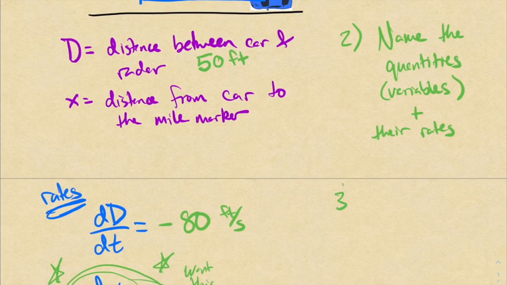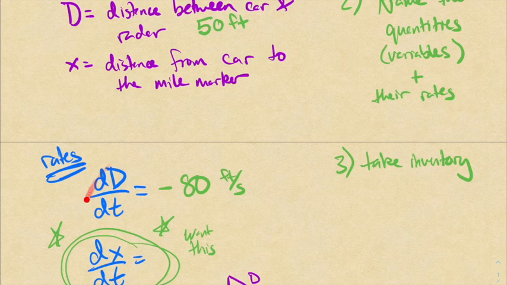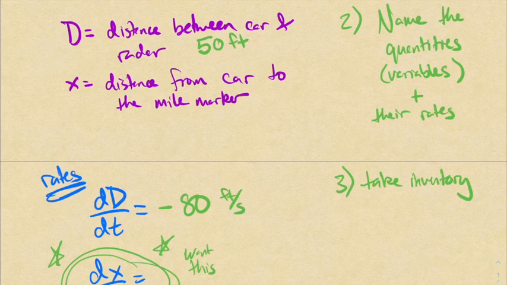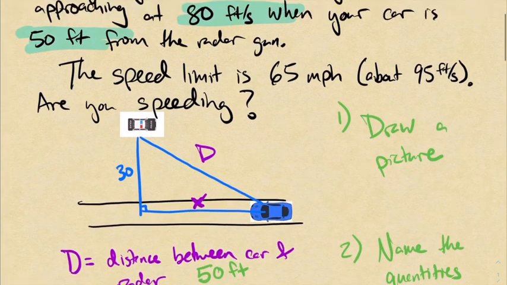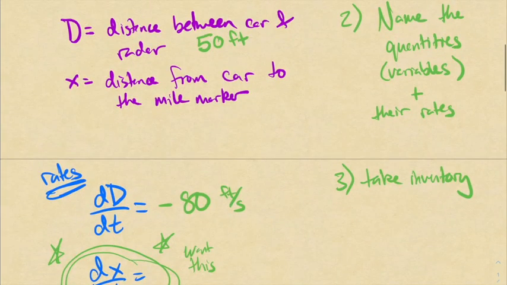Step 3 was to sort of take inventory. That is, we looked at these quantities we named, d and x. We looked at these rates that came along with them, and we asked, well, which of them do we know? Well, right in the question, this 50 feet and this 80 feet per second, those were in there. So we made sure we know where those go in our list of quantities and rates. And then also, just as important, we thought about what we don't know and we need to know to answer the question.